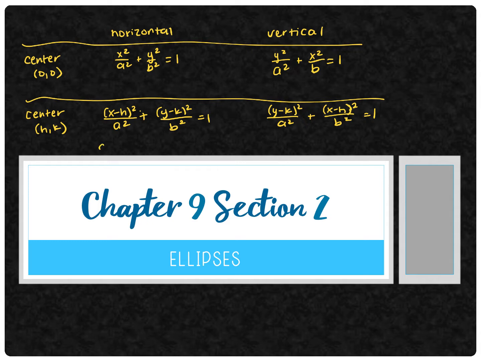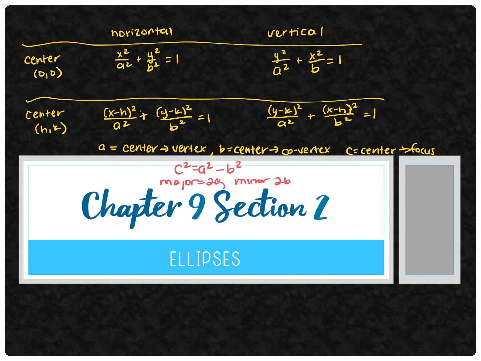And remember that a is the distance from the center to the vertex, b, center to co-vertex, c, center to foci or focus. c squared equals a squared minus b squared, and major axis to a, minor axis to b, and remember a is the larger denominator. So that kind of wraps up everything we talked about yesterday.